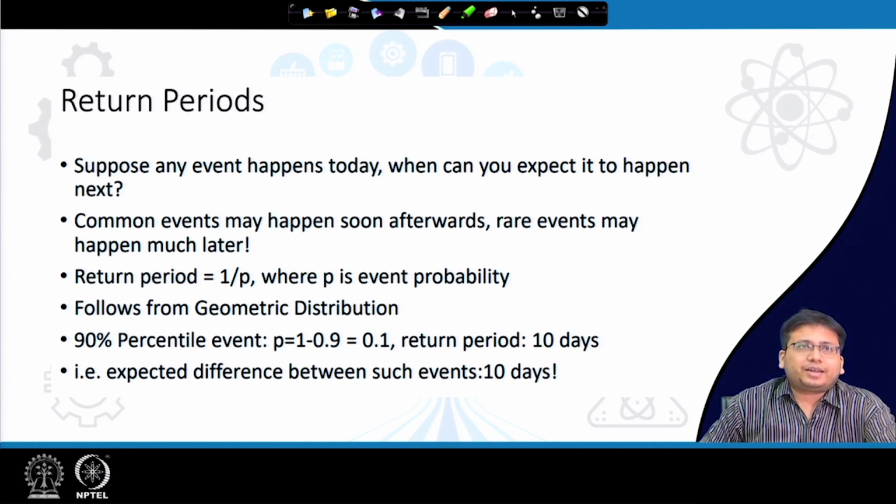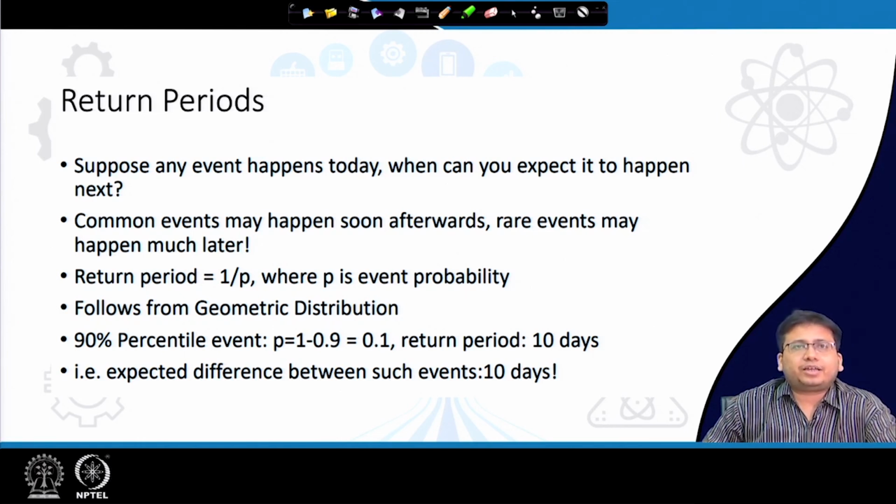So, the return period is defined as 1 by p, where p is the event probability. This follows from the geometric distribution, which is related to how many times I must toss a coin with bias p before it gives me a head.